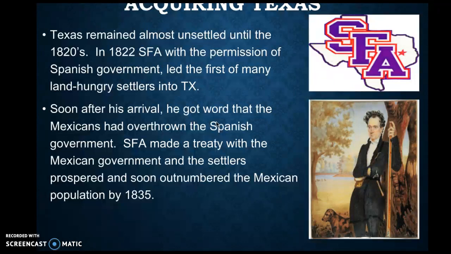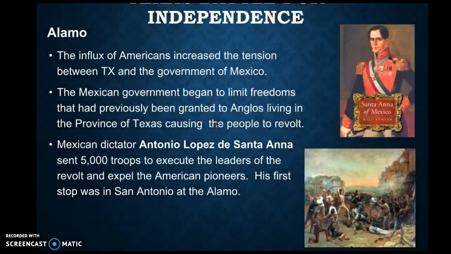Santa Anna really isn't going for it, but then there's this crazy story of how Stephen F. Austin had written a letter back to some rebels who were fighting for that cause of becoming its own state, and Santa Anna got his hands on that letter, and that letter actually got Stephen F. Austin thrown into prison. He's in prison for about 18 months. Santa Anna sends troops down into Texas. And so this is kind of where we get our battle for independence.